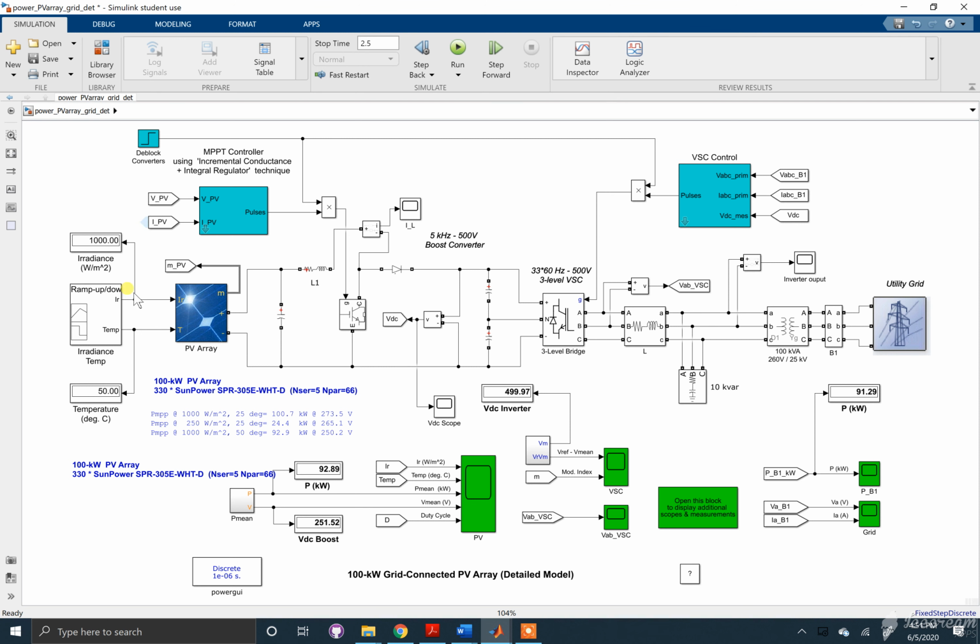Starting over here at the generation side, we have a PV array that connects to a boost converter. This boost converter is connected to an MPPT controller, which controls the switching mechanism. The boost converter is also then connected to a 3-level voltage source converter, which converts that DC signal to an AC signal.